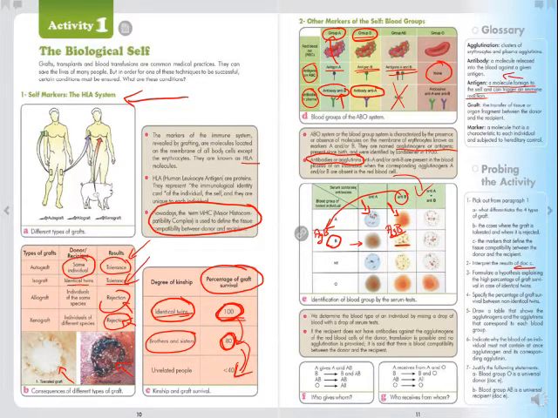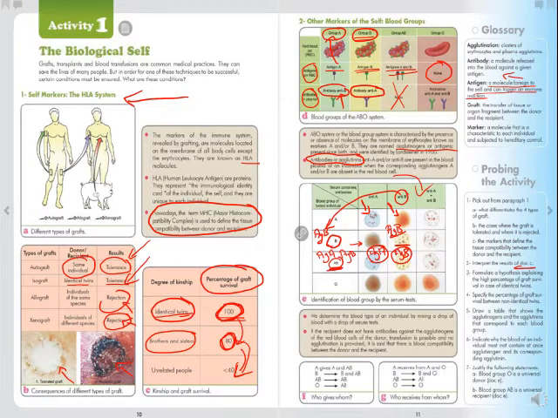Blood group AB. What do we have? We have antigen A and antigen B, so I write AG, antigen A, antigen B. So here we have agglutination. Anti-A makes agglutination, so we have antigen A. Anti-B makes agglutination, so we have antigen B. So we have antigen A and antigen B together, and the blood group is going to be AB.